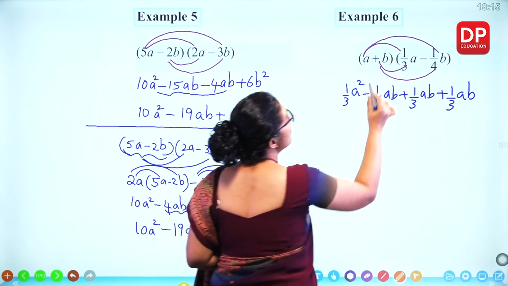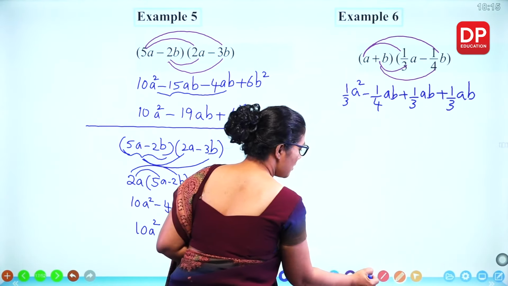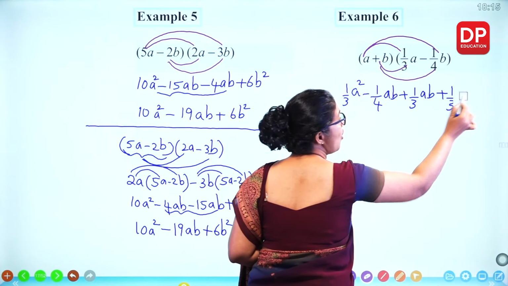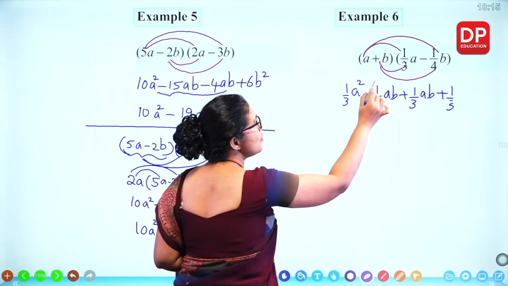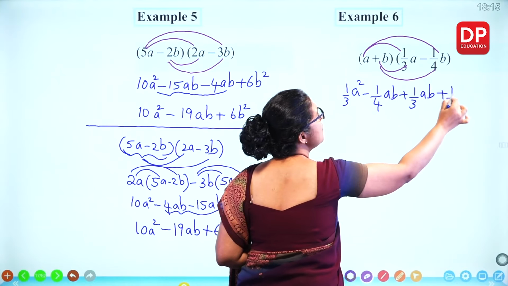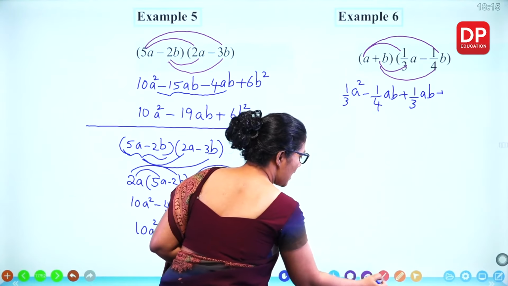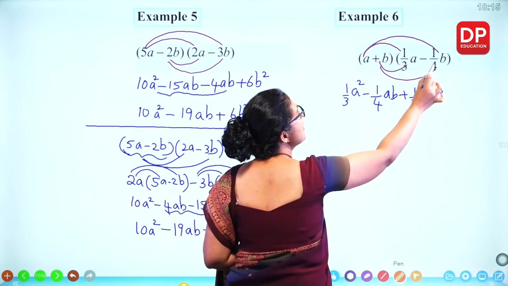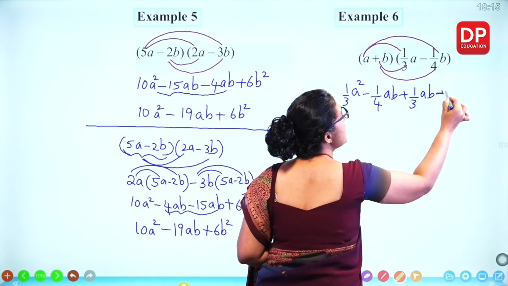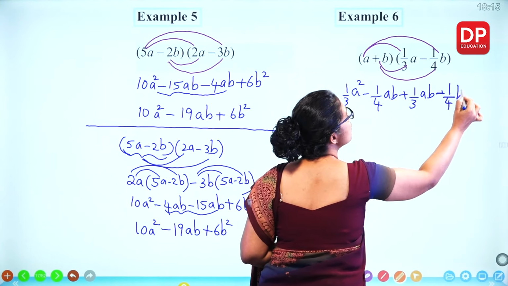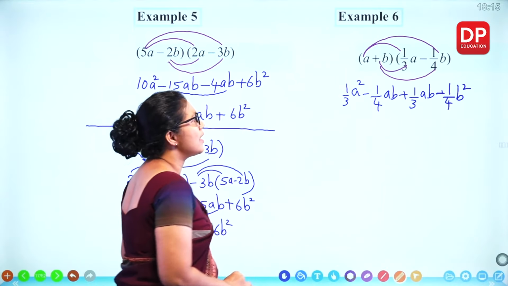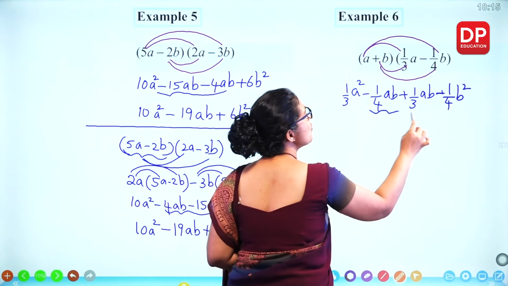Here, last one. What's the answer? Not ab. You are multiplying b with b. So here, what's the answer? B with minus 1/4 is minus 1/4 b squared. Now, again, you can simplify these two.